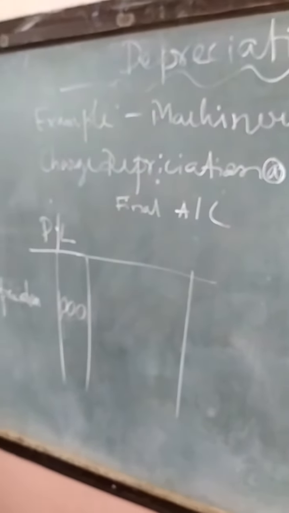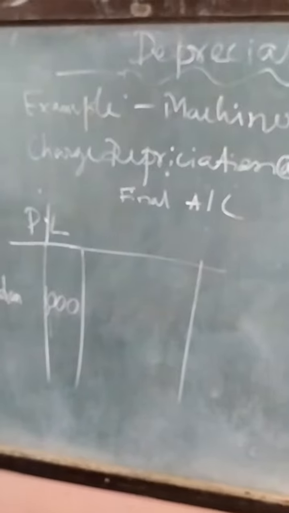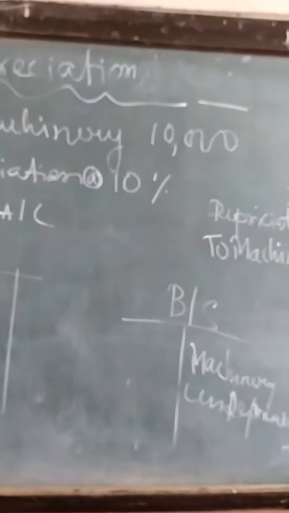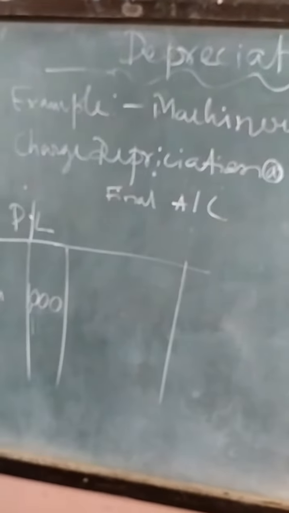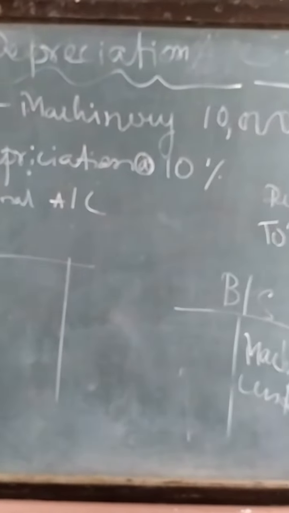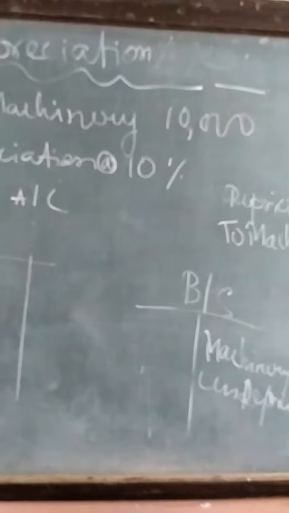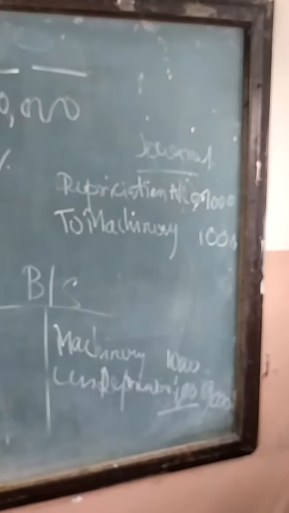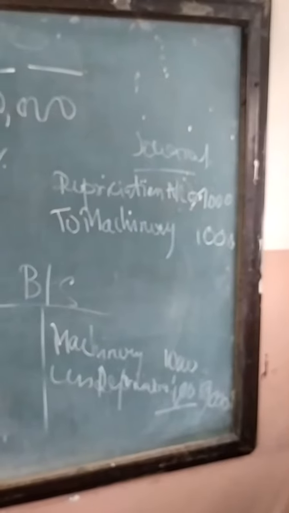When the provision for depreciation is not maintained. Example: suppose the machinery value in the trial balance is 10,000 and it is written in the adjustment: charge depreciation at the rate of 10%. So we know 10% of 10,000 is 1,000. Our journal entry will be depreciation account debit to machinery 1,000.